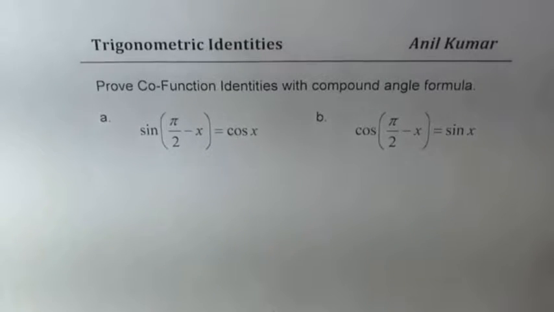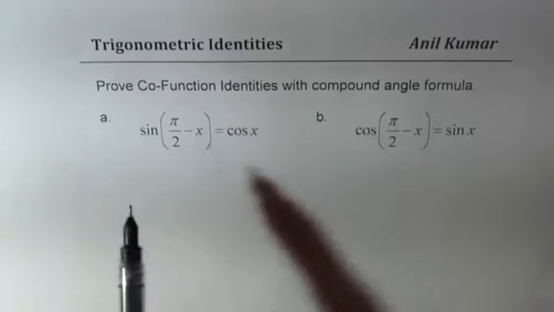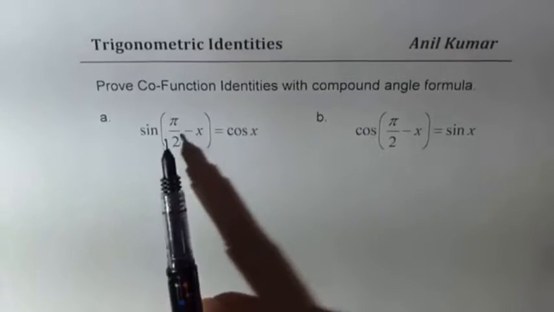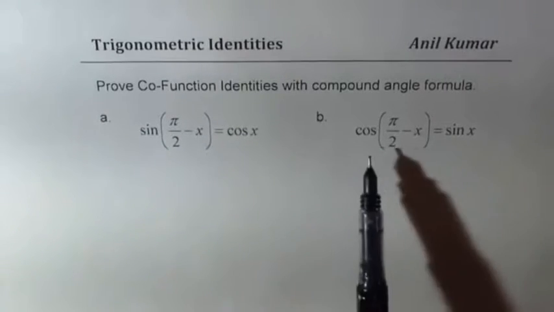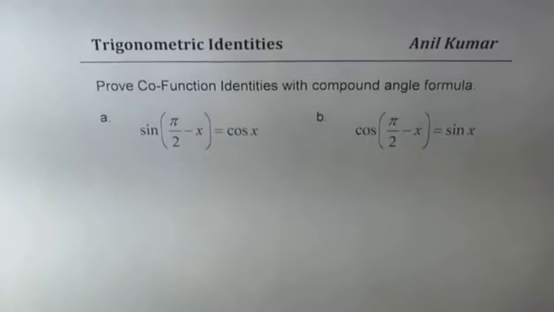In this video we will learn how to prove the co-function identity using compound angle formula. Co-function identity is something like this. Sine pi by 2 minus x is cos x. Cos pi by 2 minus x is sin x.